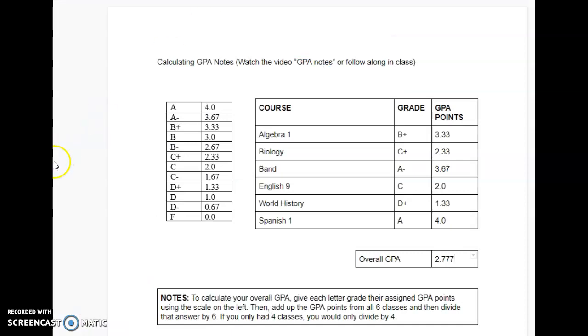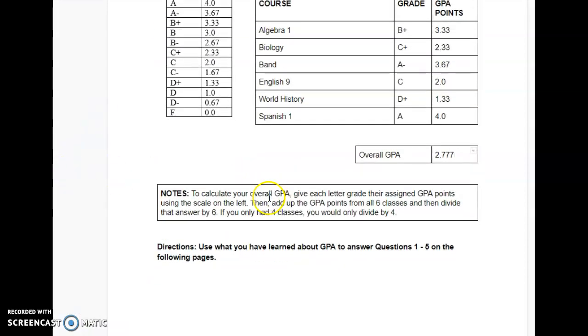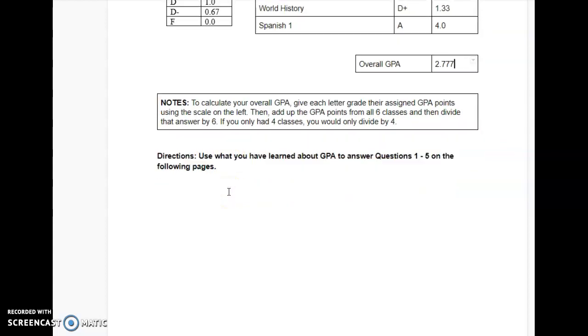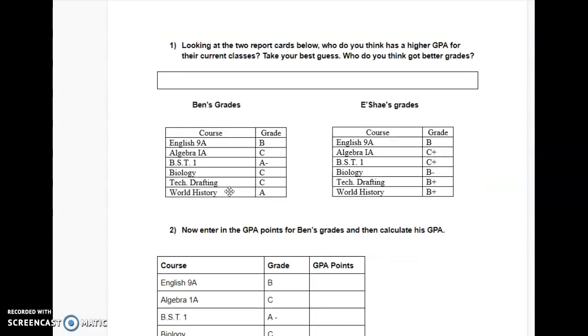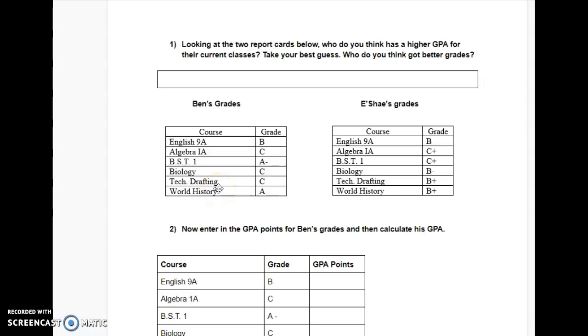So then when you're finishing up, I just want you to go ahead and go down and answer the following questions, 1 through 5. What we're really looking at is just getting a sense of how hard it could be to figure out who had better grades. If you look at Ben's grades and Ishay's grades, and I said, well, who do you think did better? Without knowing anything about the average, if you just said, well, I think Ben did better, I think Ishay did better, then I just want you to answer that in this box here. Who do you think looked better? Don't worry about calculating it. We'll calculate it later. But I just want you to get a sense of looking at it to realize why GPA is helpful, because sometimes it's hard to say who averaged better grades.